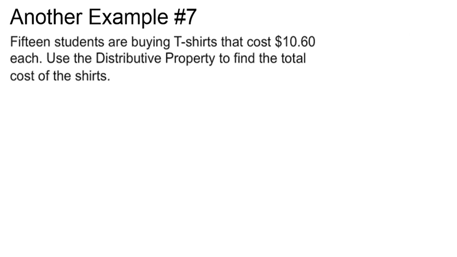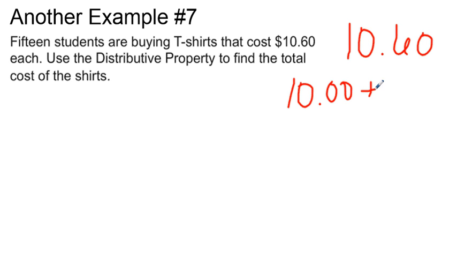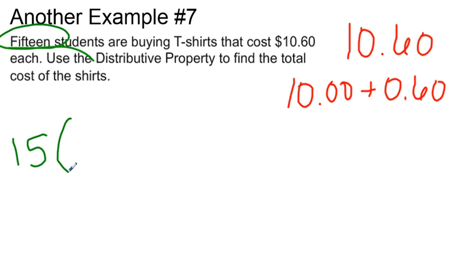I'm going to do the same thing for number 7. It's just another example. So 15 students are buying t-shirts that cost $10.60 each. Use the distributive property to find the total cost of the shirts. So if we're doing this, we can say, okay, well, 10.60 is kind of like the same thing as saying $10 plus 60 cents, okay? Because it's easier to multiply a number times 10 and a number times 60 cents. So we are buying 15 shirts. So we're actually going to set up the equation 15 times $10 minus, oh, I'm sorry, plus 60 cents.